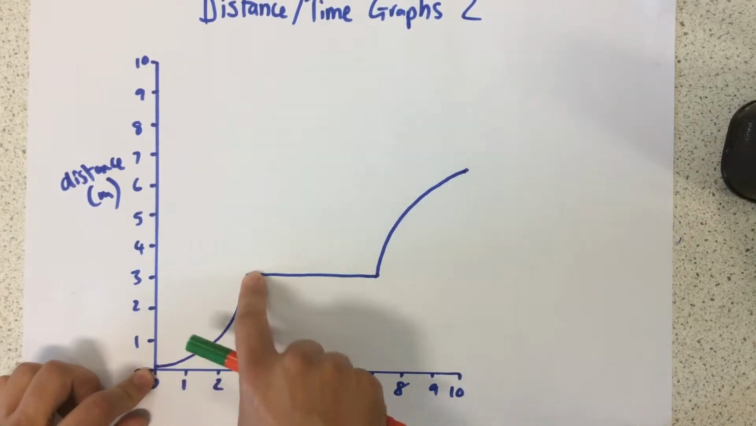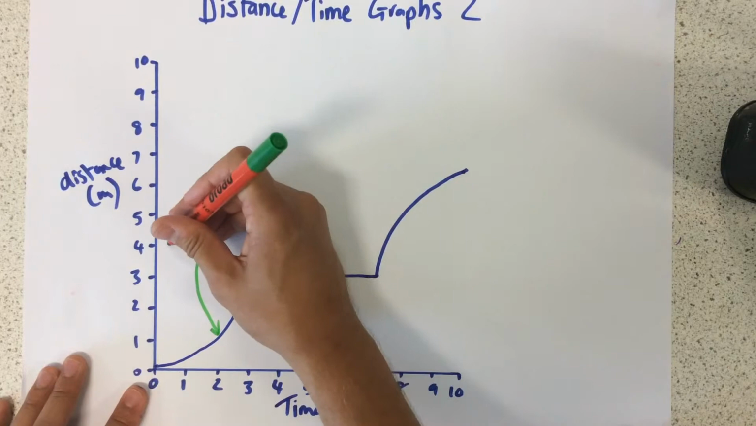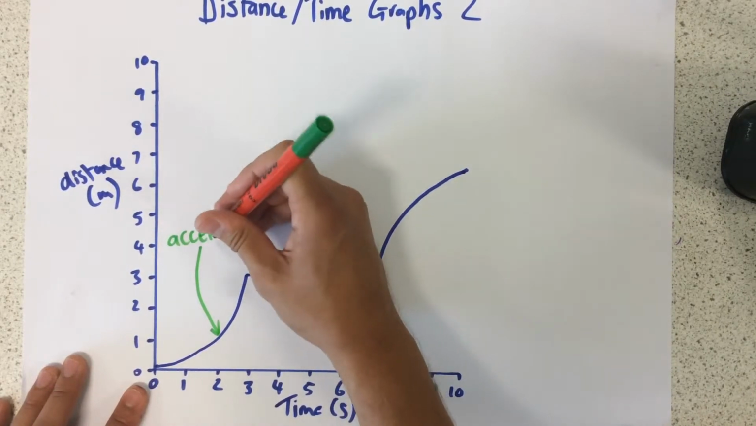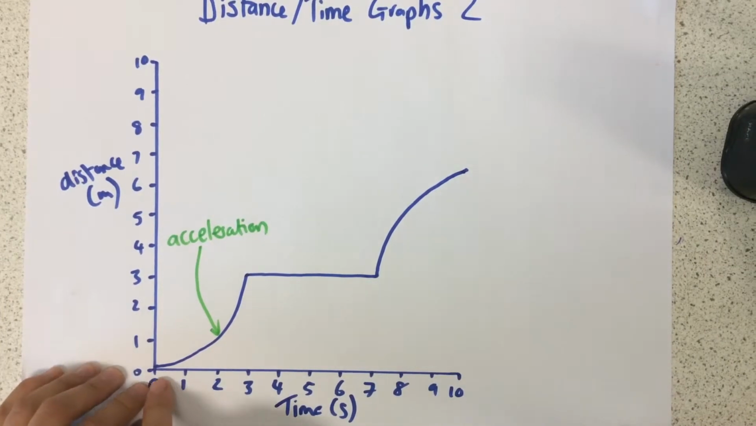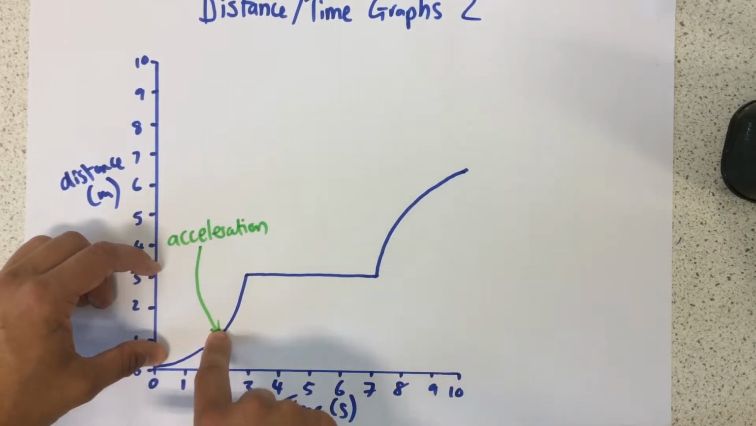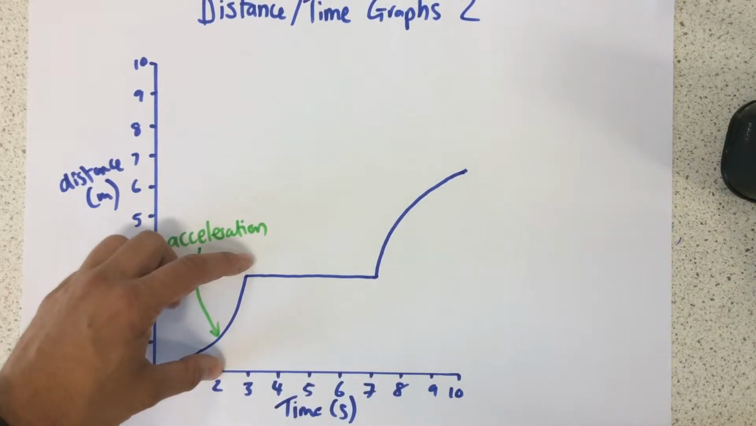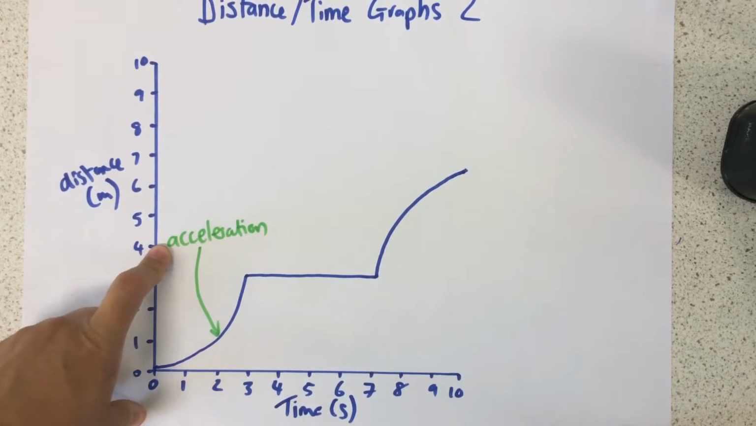Now, when we have an upwards curve like this, the object that's moving is accelerating. We have acceleration. That means it's getting faster because as more time passes, the amount of distance covered increases with each second. So if we have an upwards curve like this, it shows acceleration.